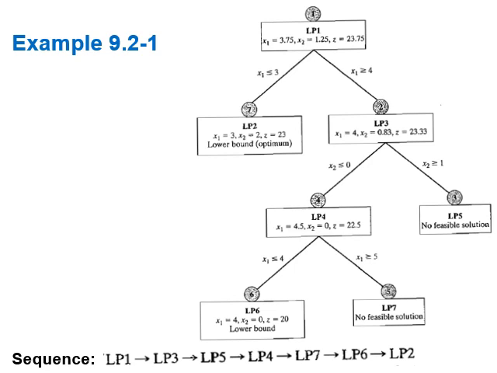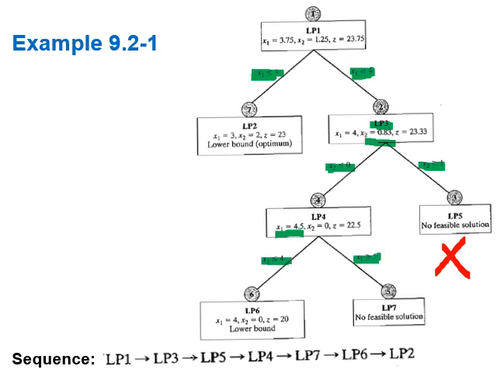We started with LP1 and then we branched on x1 less than or equal to 3 and greater than or equal to 4. Then we continued with LP3. Since x2 was not integer, we branched on x2 less than or equal to 0 and greater than or equal to 1. Then we continued with LP5, but we couldn't find a feasible solution, so we fathomed. So LP2 and LP4 were remaining. We continued with LP4, and since x1 here was not integer, we branched on x1 less than or equal to 4 and x1 greater than or equal to 5.